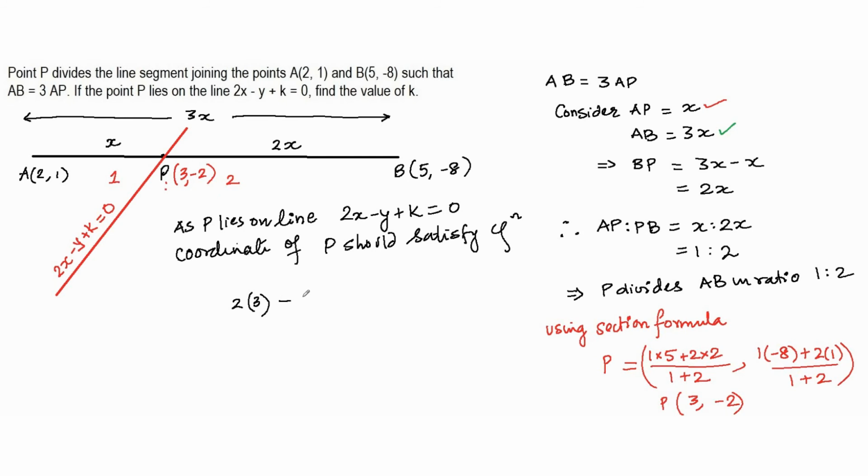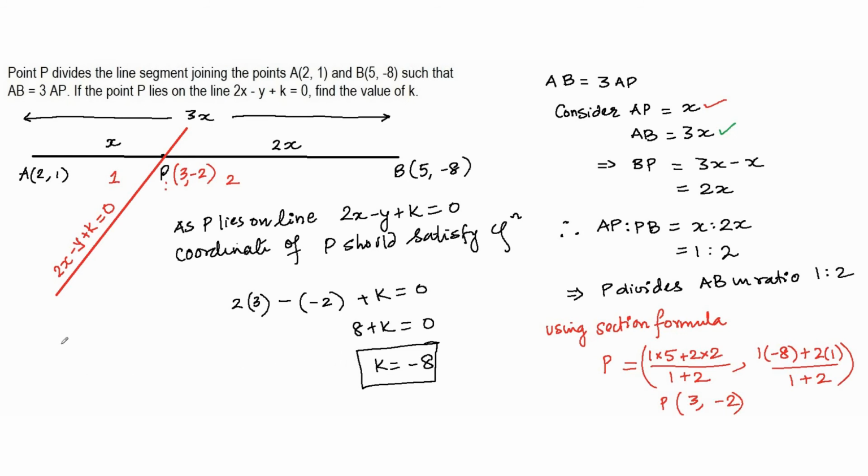So 2 times 3 minus of y, which is minus 2, plus k equals 0. So 6 plus 2 is 8, plus k is 0, which means k equals minus 8. This is how I find the value of k.